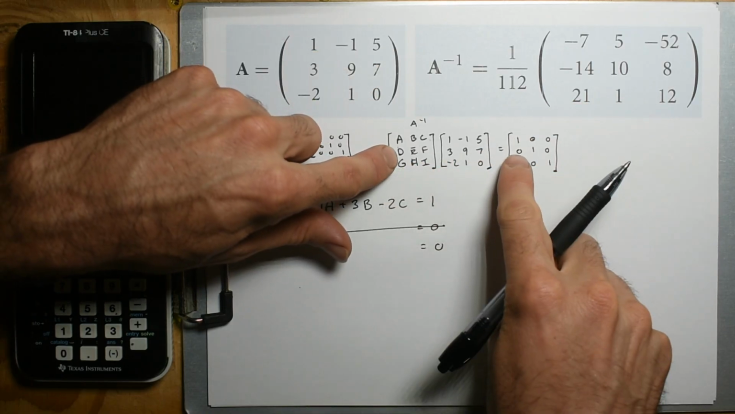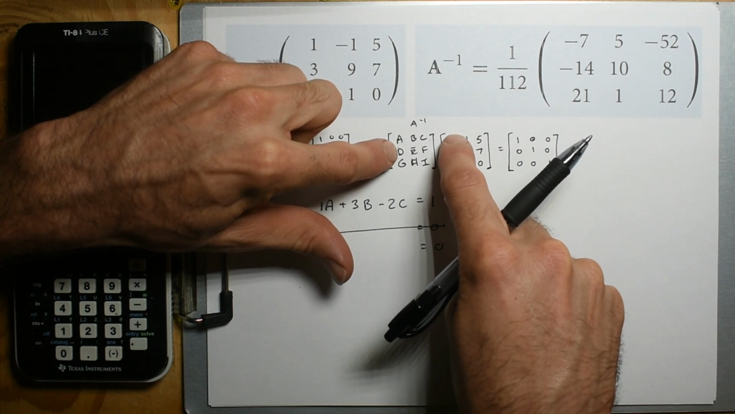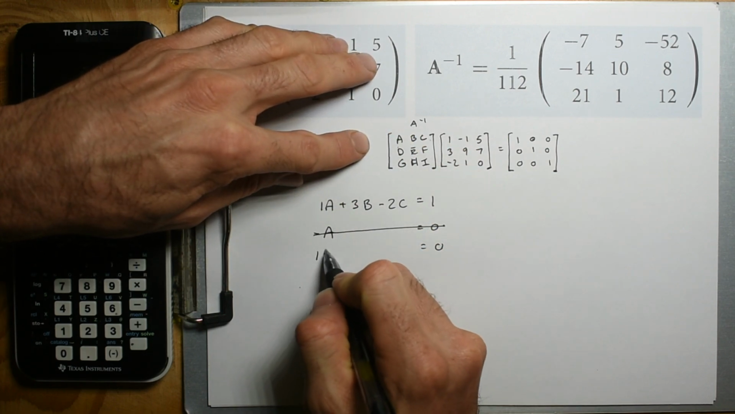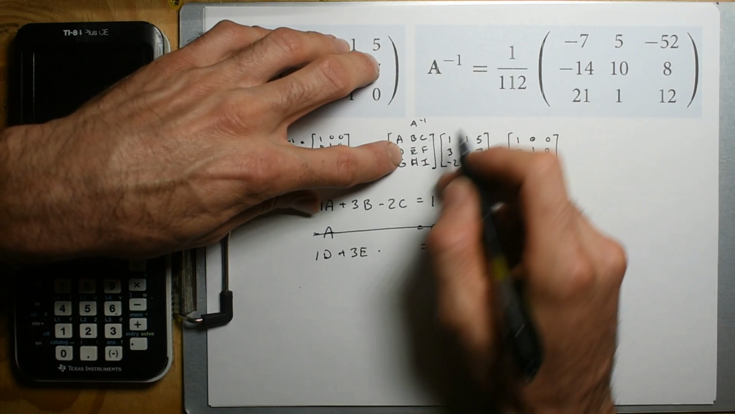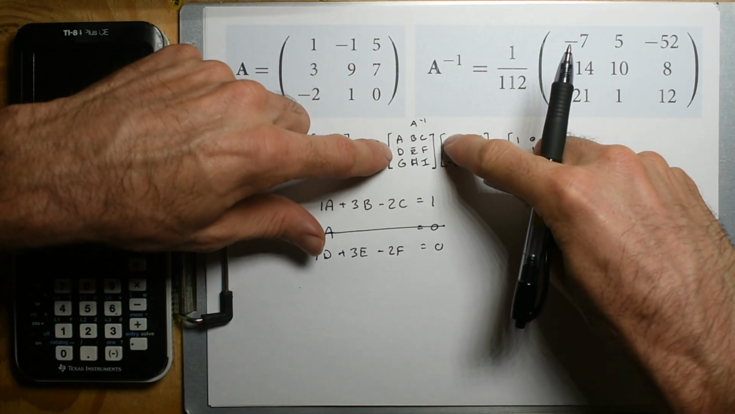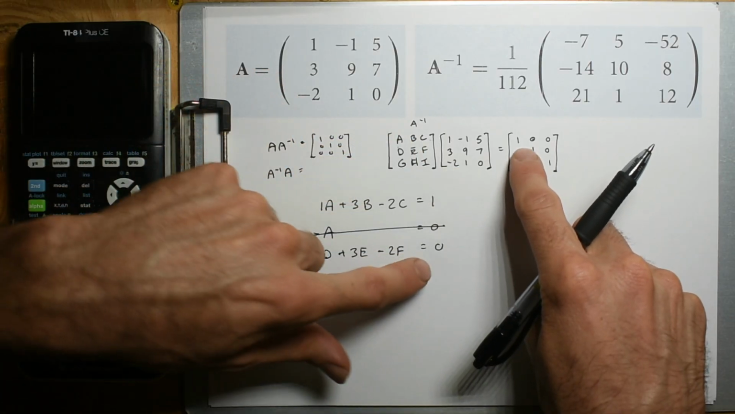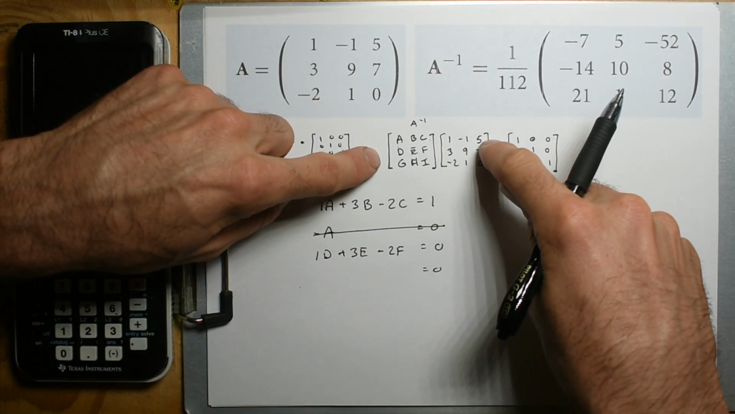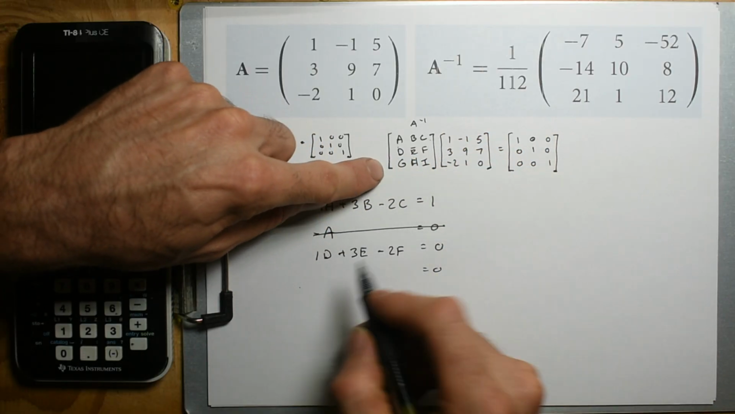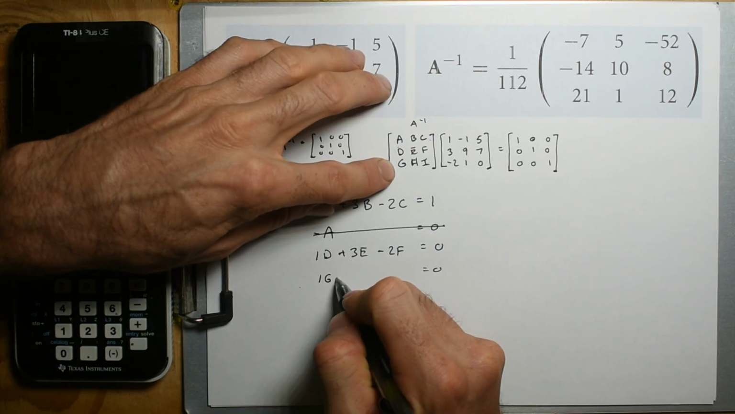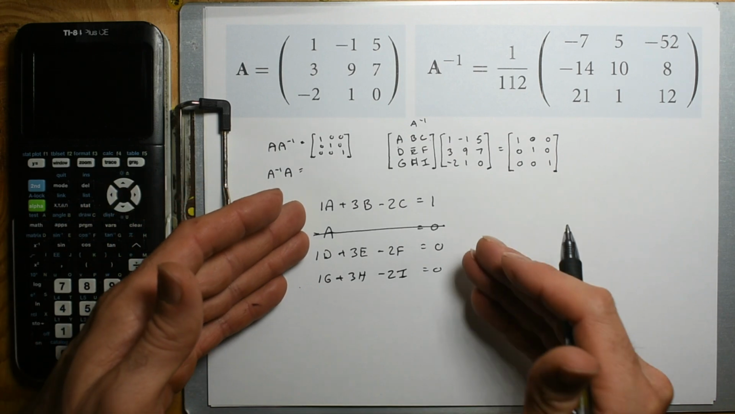We're going to take this row and this column. So we have 1D plus 3E minus 2F. Hopefully I did that right. That's going to be that value. The next value is 0, and so we take this row and this first column: 1G plus 3H minus 2I. And we just do it on repeat.